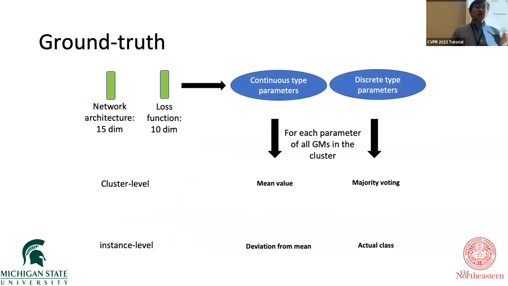Now, discrete is a bit tricky because for discrete, you don't really have the mean, right? Because, for upsampling type, let's say 2.5 doesn't mean anything. So therefore, at the cluster level, we are using majority voting as the indication for that cluster, while for the instance level, we are doing the extra class classification. Okay.